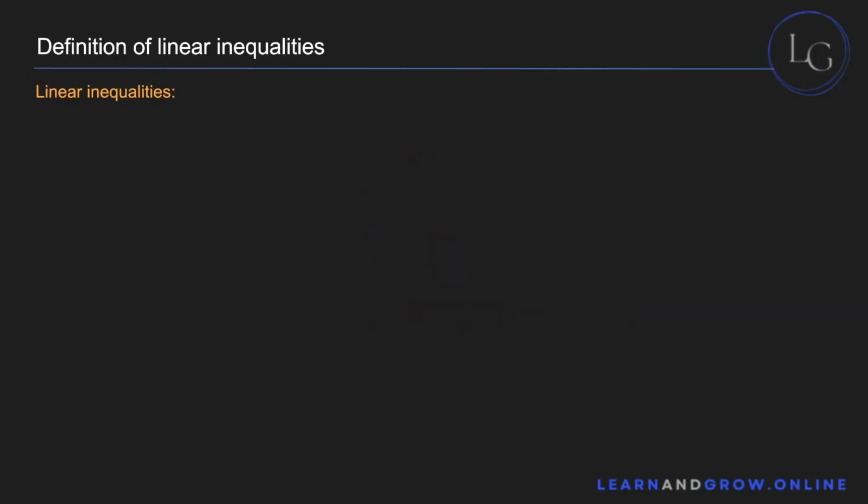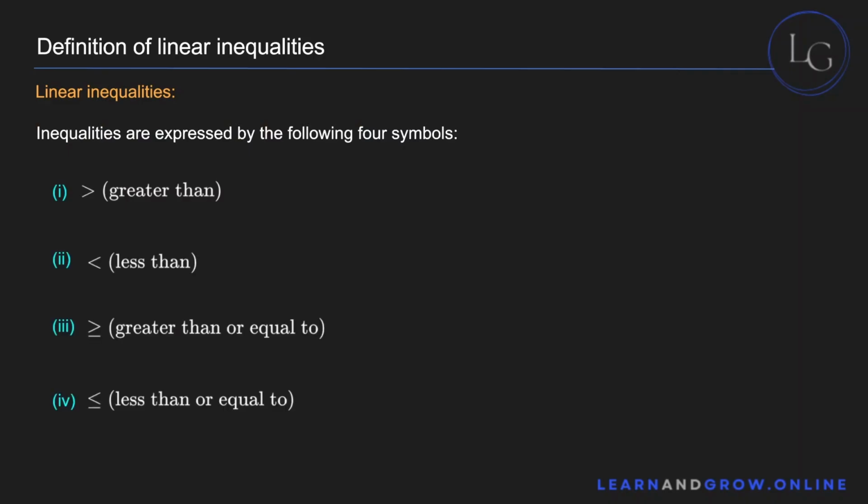Now let's discuss the definition of linear inequalities. So here are the four symbols that inequalities are expressed by. Let's take the first one. This first symbol means greater than. So whatever number is on the left hand side of this symbol is basically greater than whatever number is on the right hand side.